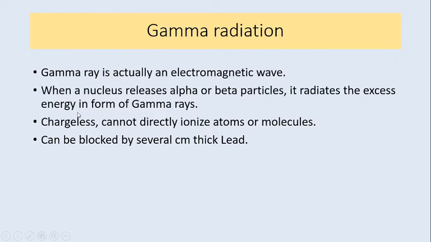When a nucleus releases alpha or beta particles, it also radiates the excess energy in the form of gamma radiation. So along with the other radiation processes, the excess energy is emitted as gamma radiation. Gamma radiation is chargeless. It cannot directly ionize atoms or molecules, but it has a very high penetration capacity. To block it, we need a lead sheet several centimeters thick.